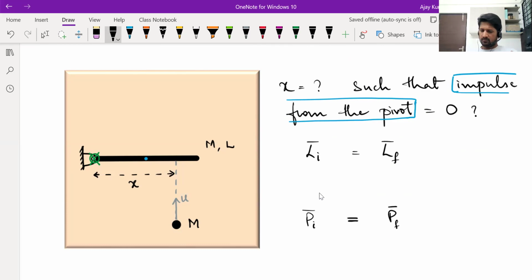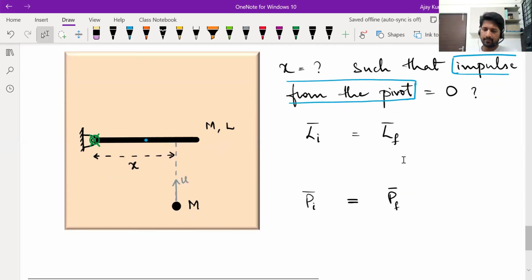Pawan, tell me, how much is the initial linear momentum of this system in terms of what you see on the screen? Initial angular momentum, sorry. How much is the initial angular momentum? Sir, MUX. Mu, perpendicular distance is x, correct. Final.